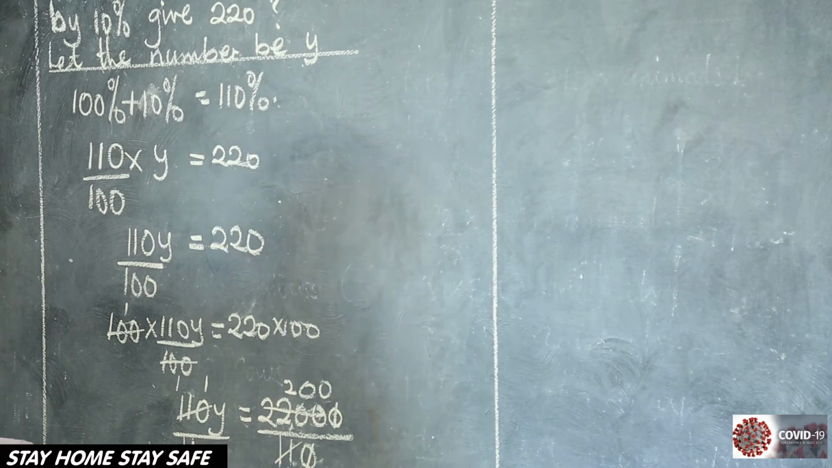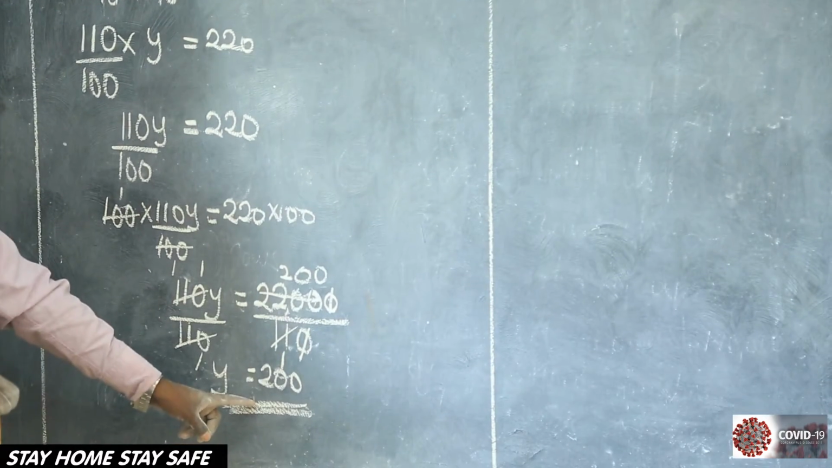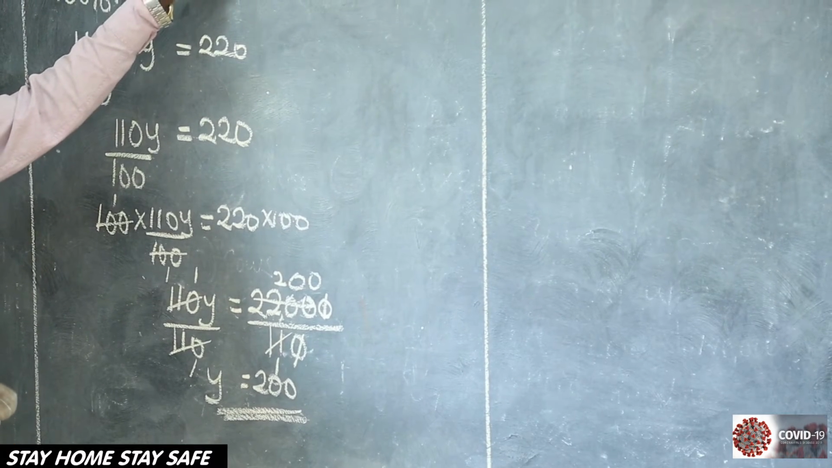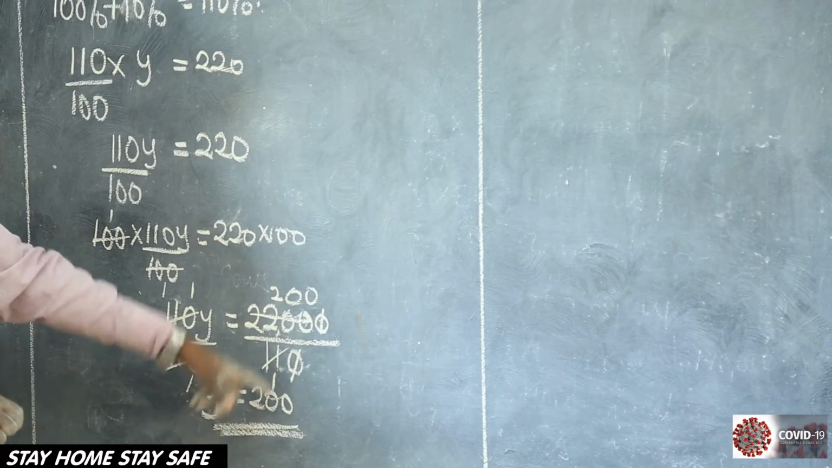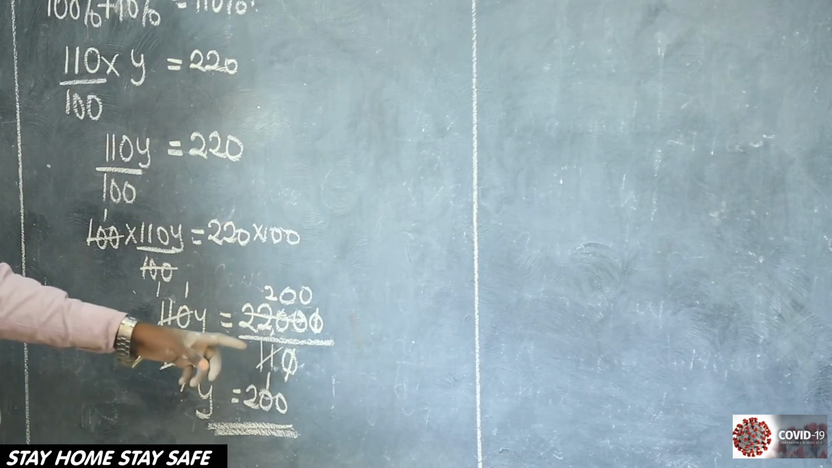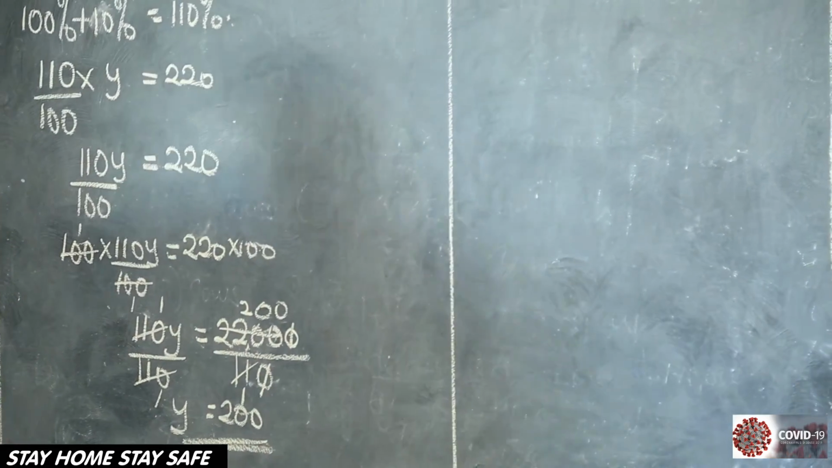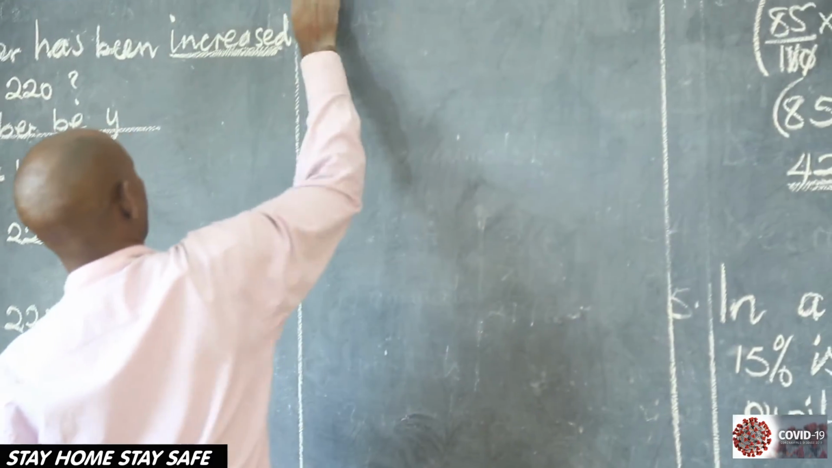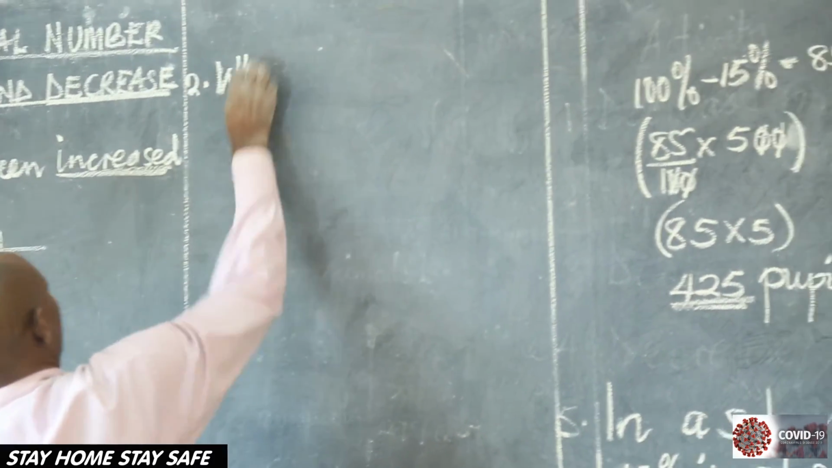So this means that when I get 200 and I increase it by 10%, I will come back to this. When I increase this number by 10%, it will give me 220. Let's look at another example. Number 2. Which number?